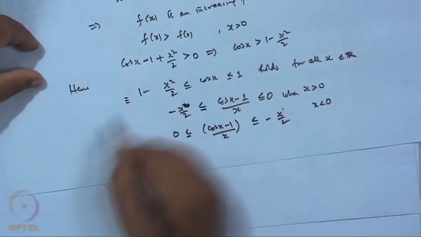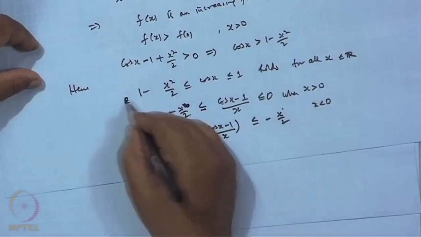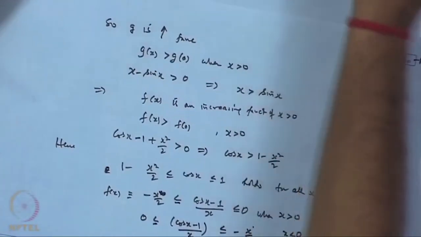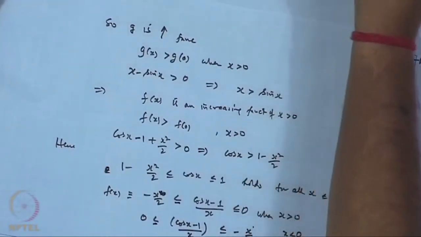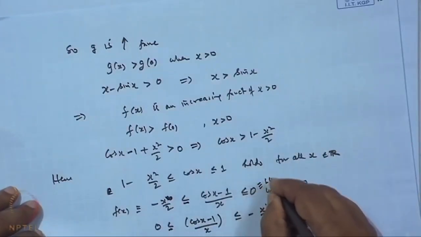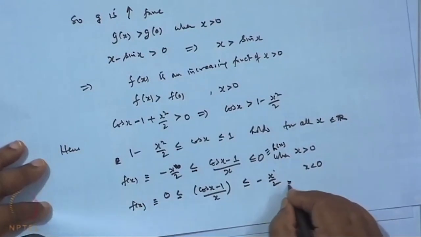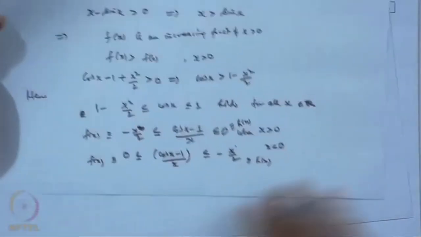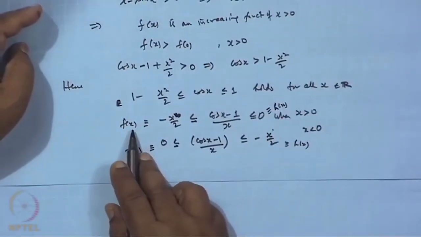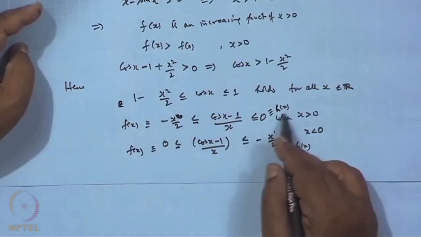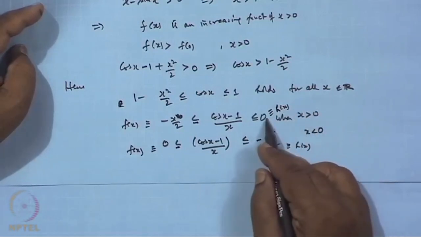Here this is our f(x). The Squeeze theorem says f(x), g(x) and h(x), so this will be f(x), this is our h(x), and in this case this is our f(x) and this is our g(x). Now, if I apply the Squeeze theorem, the limit of f(x) when x tends to 0 is 0, here it is already 0. Limit of h(x) when x tends to 0 is 0.